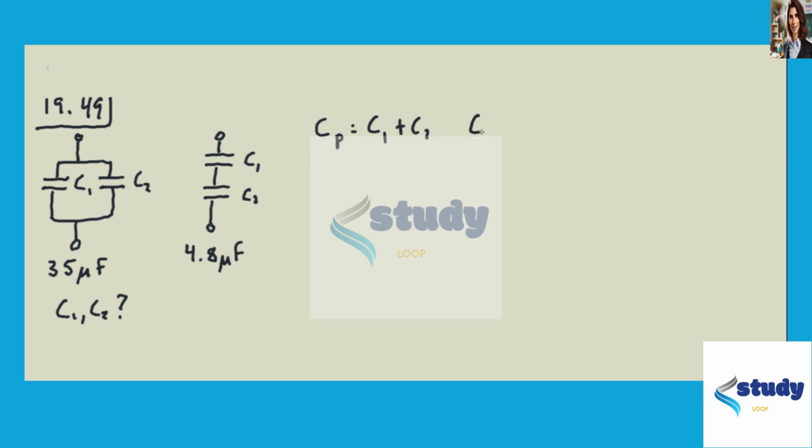So what we should call Cp for the values in parallel is C1 plus C2. And then Cs is 4.8 microfarads. It's going to be equal to C1 times C2 over C1 plus C2. And so now we need to solve these for the two capacitances that we don't know. Cs and Cp are known. C1 and C2 are what we're looking for.